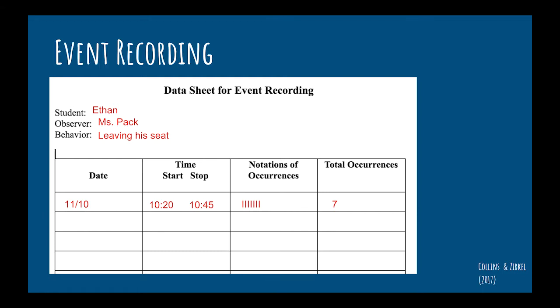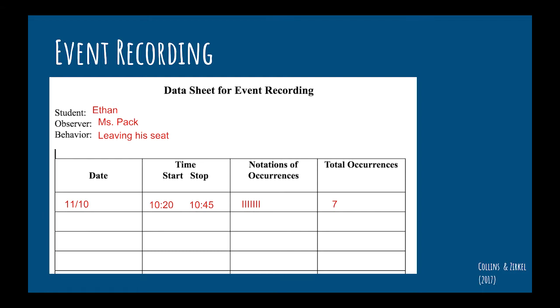You can also track event recording in an indirect way. You can use a wrist counter or put paper clips, pennies, or buttons in one pocket and move them to a different target pocket as each behavior occurs. At the end of the observation period, add up the number of items in the target pocket.